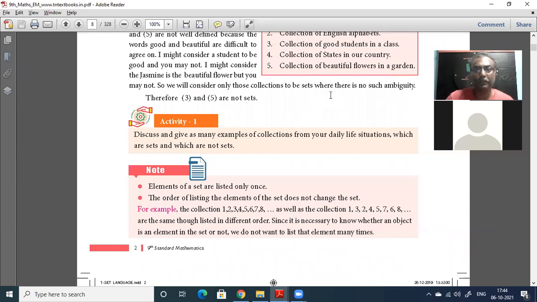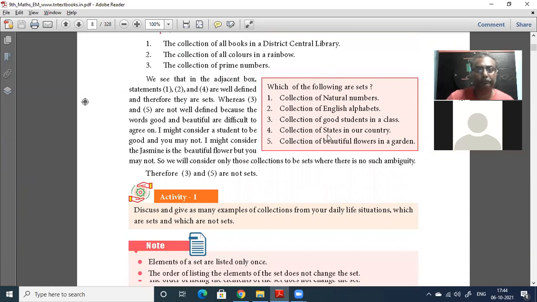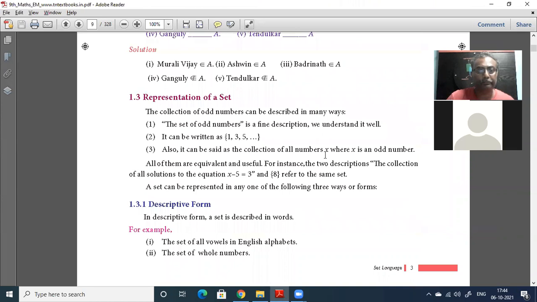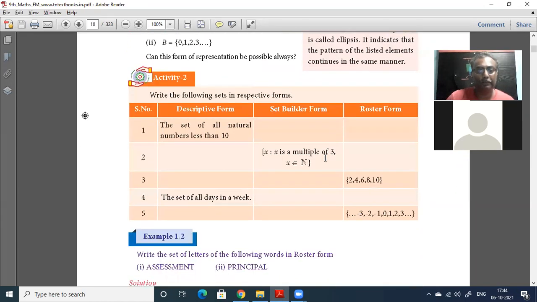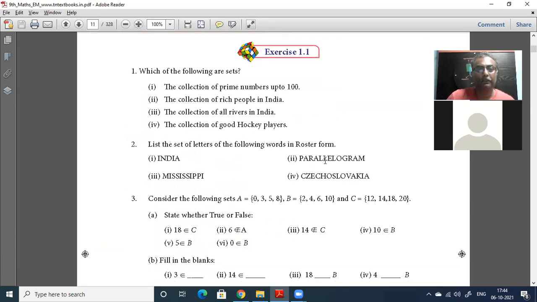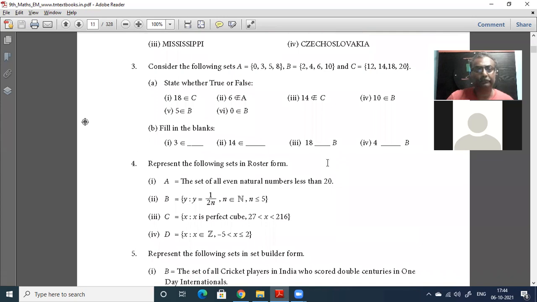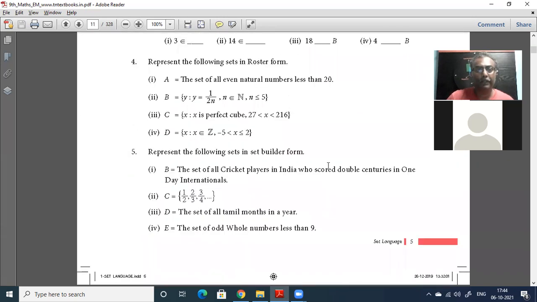Okay, I think we were doing something in Exercise 1, right? Exercise 1.1, uncle. Roster form, set builder form, all that we finished. And which one we finished? Fourth one we completed, uncle. Then 5 and 6 we have to do. Represent the following sets in set builder form. Okay, let us try to do that.